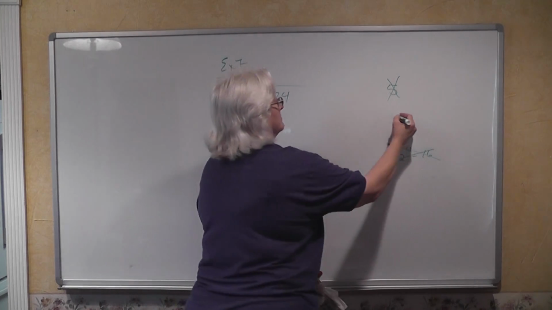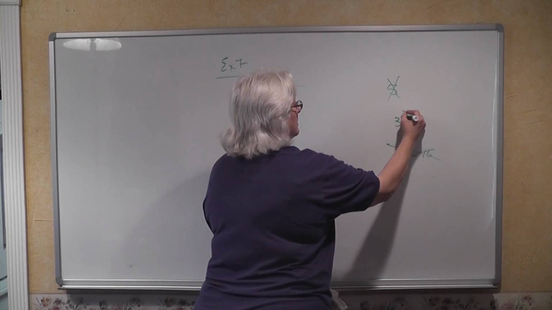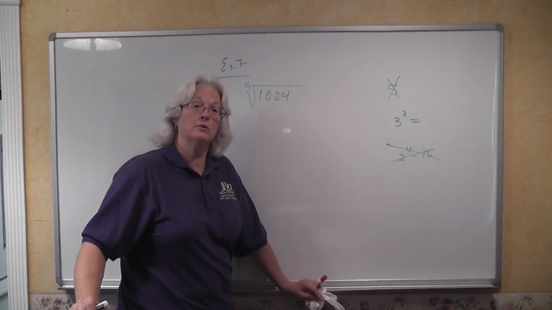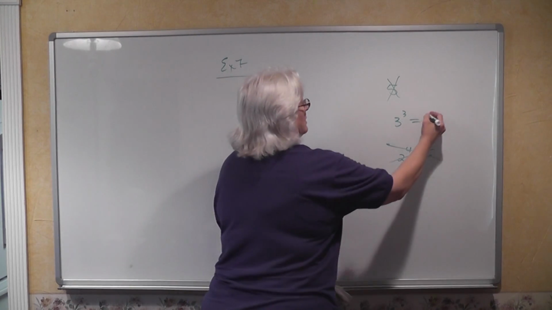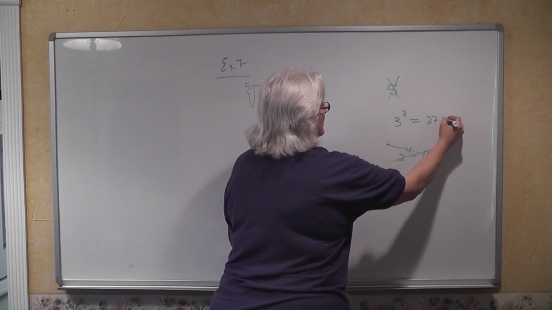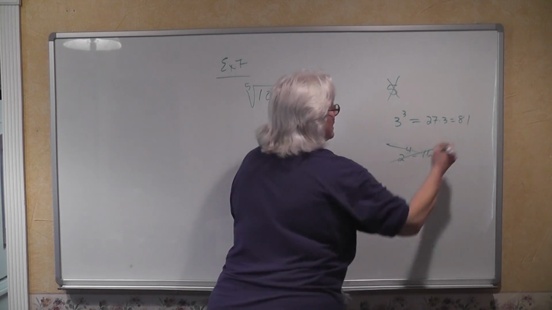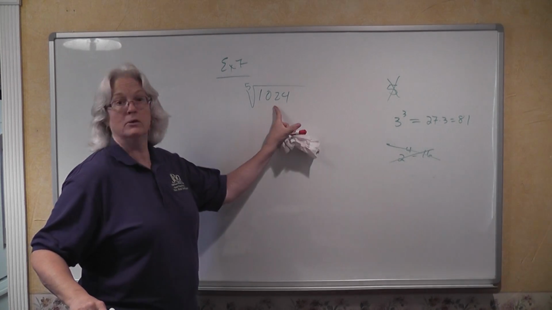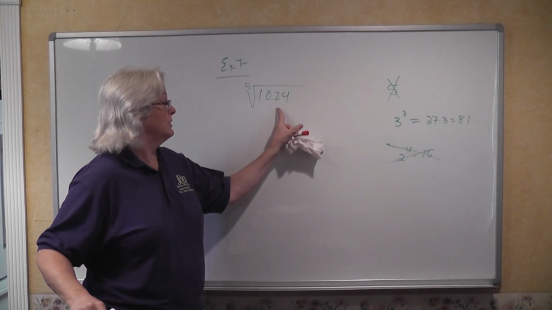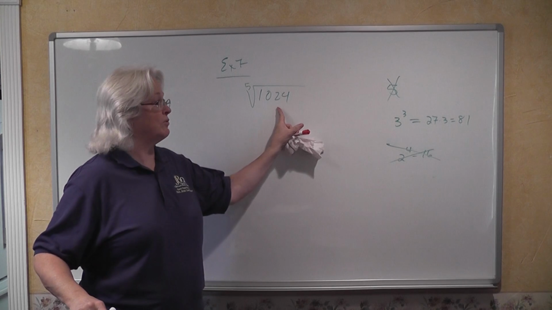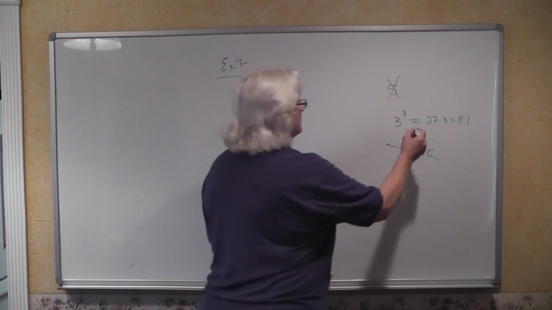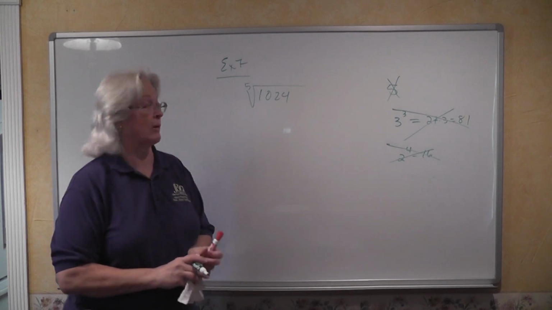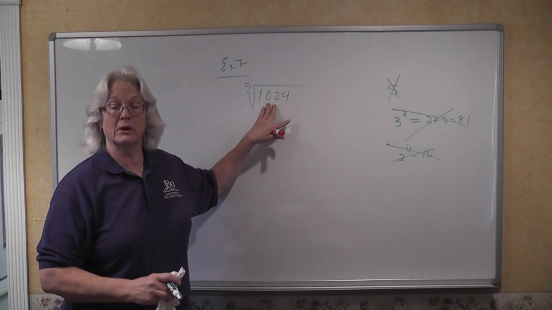What about 3? Well, you probably know this one, and we just did it in class, that 3 cubed is 27. Well, what's 27 times 3? That's 81. What's 81 times 3? Nowhere close to 1024, so it can't be 3 either. It's making me think that we must have 4 as the number that we're looking for.